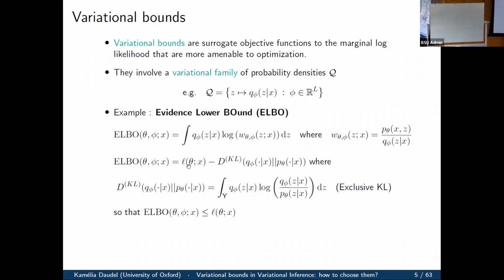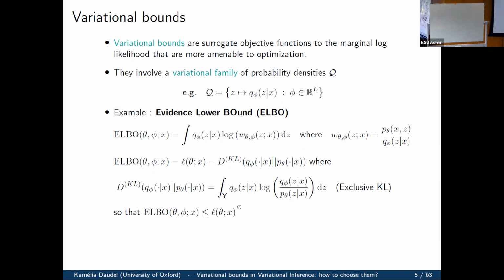This evidence lower bound can be written in the form here: the marginal log likelihood minus a Kullback-Leibler divergence, which I call the exclusive Kullback-Leibler divergence. I remember we weren't sure earlier what the double bar means. I just wrote it down there so that there's no confusion. So here's the exclusive Kullback-Leibler that I'm considering.